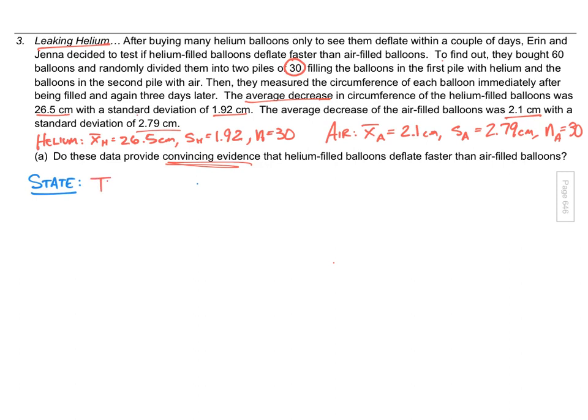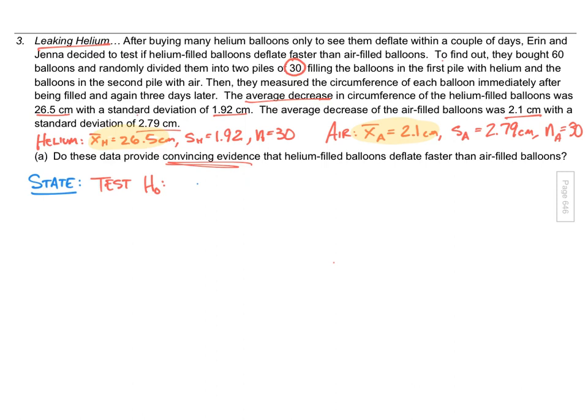We need to test a null hypothesis. Obviously, if you go back and look at these means, the helium-filled balloons lost more circumference than the air-filled balloons, but is it enough to provide convincing evidence to say helium-filled balloons deflate faster?